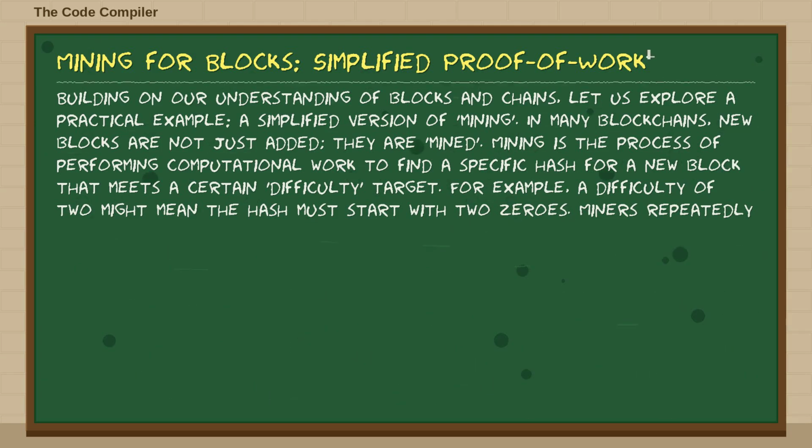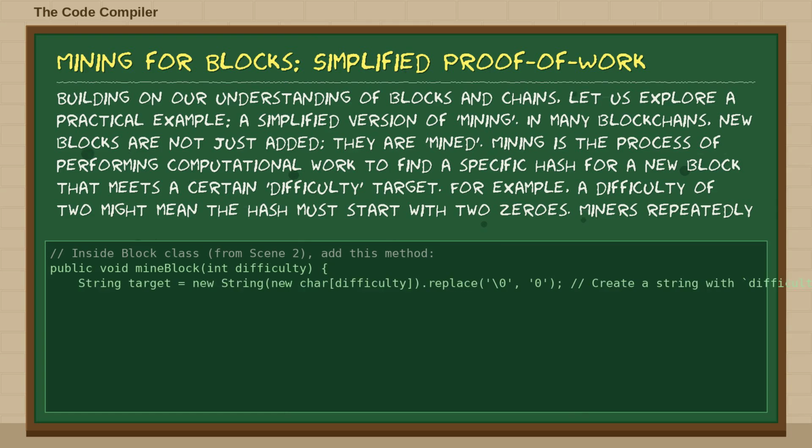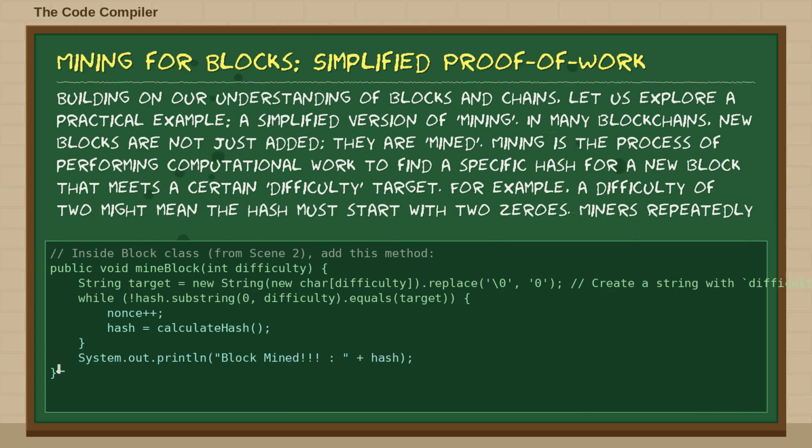Our mineBlock method in the block class takes a difficulty level. It then iteratively increments the nonce and recalculates the block's hash until the hash starts with the required number of leading zeros. This work-intensive process makes it difficult and expensive to tamper with the chain, as altering one block would require remining all subsequent blocks.